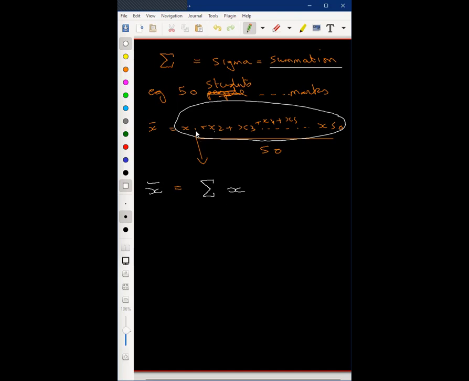Now, what is x starting from? 1 and ending at 50, right? So I say that I'm going to start at 1 and I'm going to end at 50. Are you getting this, how I'm writing this? But how do I know what value to put in here? So I'll put another variable called I, and I will say I is equal to from 1 to 50.